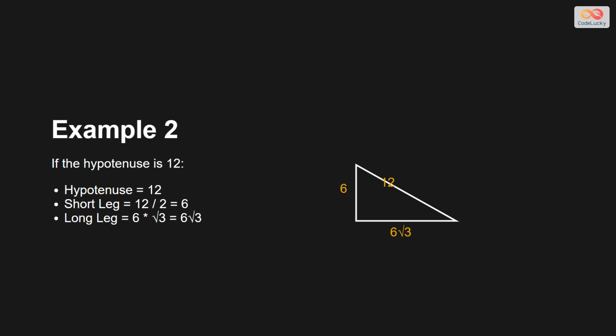What if we know the hypotenuse first? If the hypotenuse is 12, we work backward. The short leg is half the hypotenuse, so it's 6. The long leg is the short leg's length, 6, times the square root of 3.